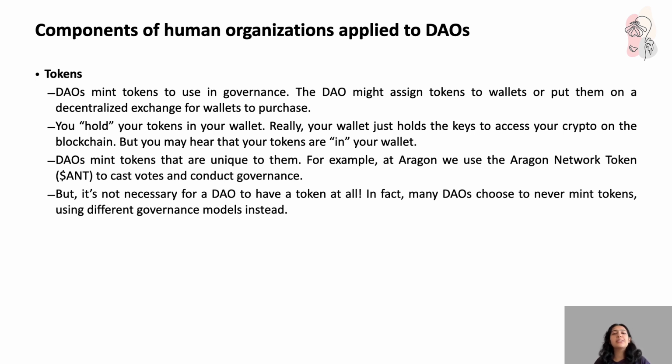DAOs mint tokens that are unique to them. If you're using Aragon, Aragon is going to mint only the Aragon Network Token, $ANT, to cast votes and conduct governance. But it's not necessary for a DAO to have a token at all. In fact, many DAOs choose to never mint tokens, using different governance models. Now, there are different governance models. There are wallet-based voting, token-based voting, and many more.